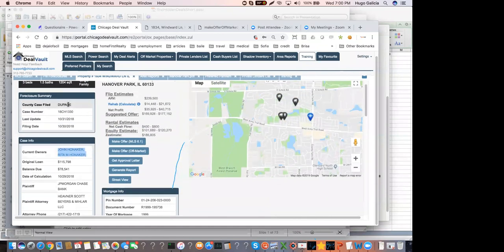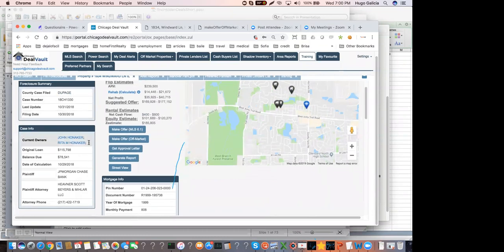So this is a county case, right? In DuPage County. So these are the defendants. The defendants are showing right here, right? But again, you're absolutely right. They may not necessarily be the owners, but that is why you look at the filing date, right?